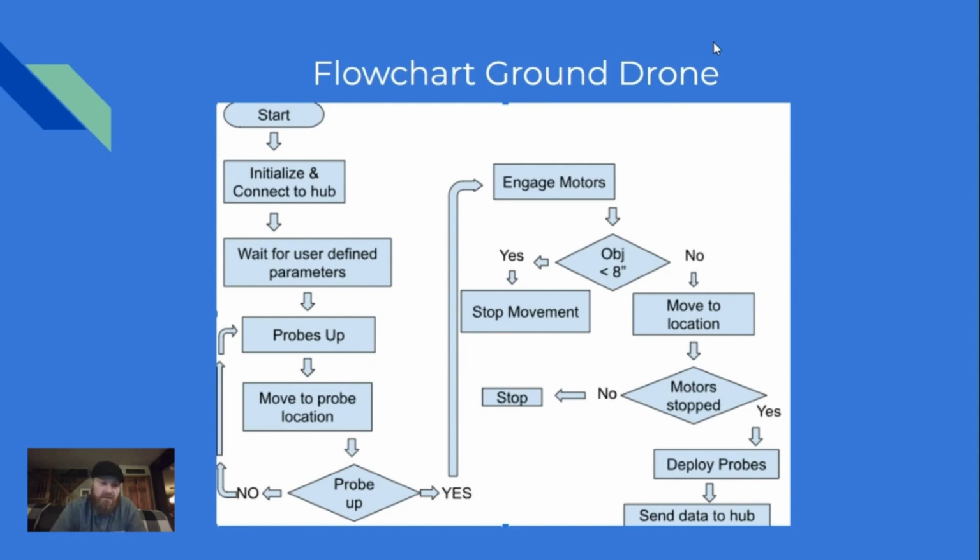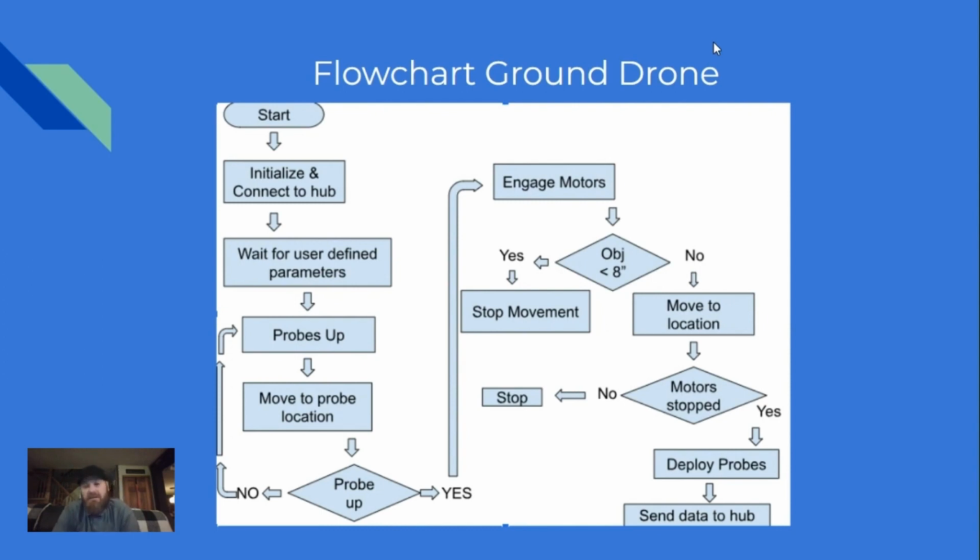The flowchart for the ground drone: when we start the drone up, it initializes and connects to the main hub. It waits for user-defined parameters. It gives the command for the probes to be up. We then are going to move to the probe locations. We check the probes are up. If the probes are not up, we give the command for the probes to go up, reinitiate, move to the probe location. The probes are detected as being up.